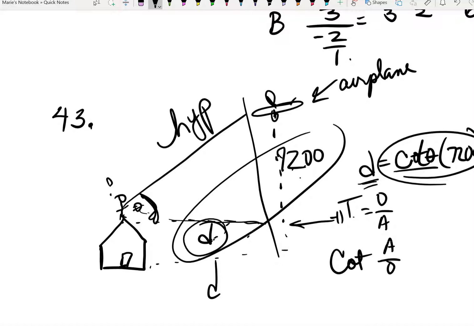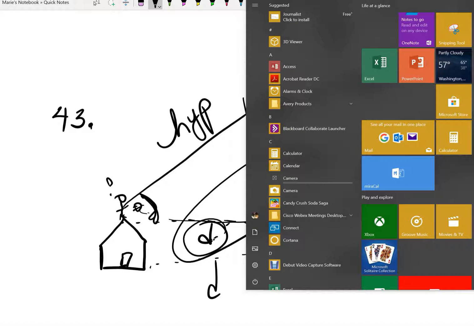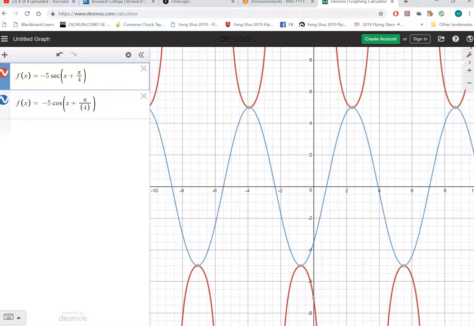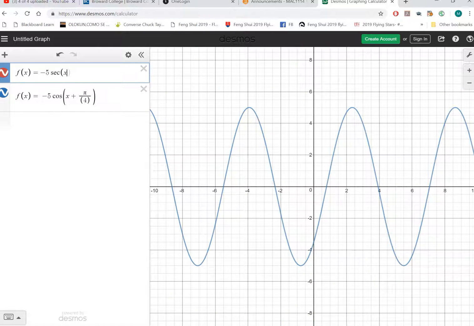44, 45, more graphing. Let's go back to Desmos on those. I mean, you technically should be able to do these by hand. Obviously, we've had a quiz on that, but the only difference in the next couple of questions is there's like a vertical shift. So I'll do a couple of these.